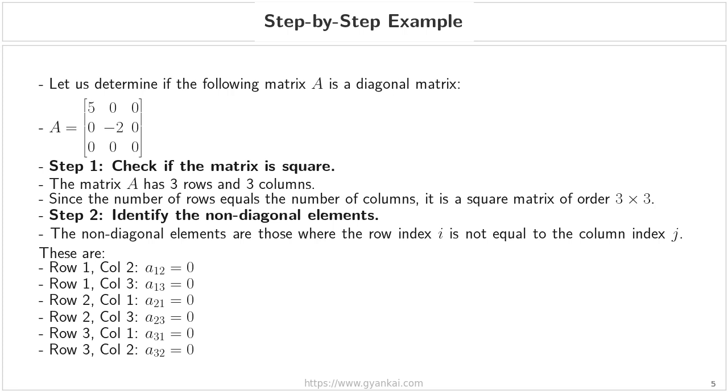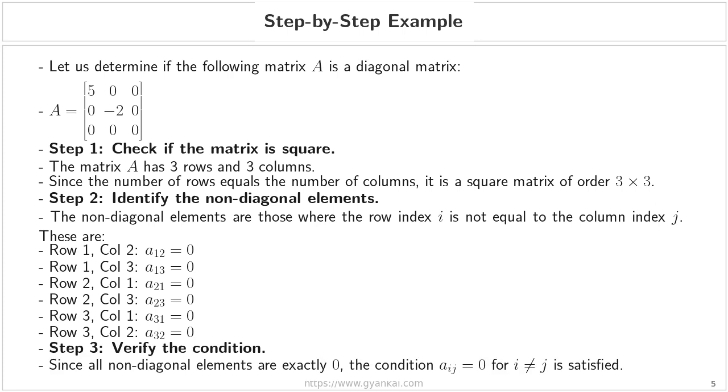Step 2. Next, we identify the non-diagonal elements. These are the elements where the row index i is not equal to the column index j. Let us list them specifically. The element at row 1, column 2 is 0, row 1, column 3 is 0, row 2, column 1 is 0, row 2, column 3 is 0, row 3, column 1 is 0, and row 3, column 2 is 0.